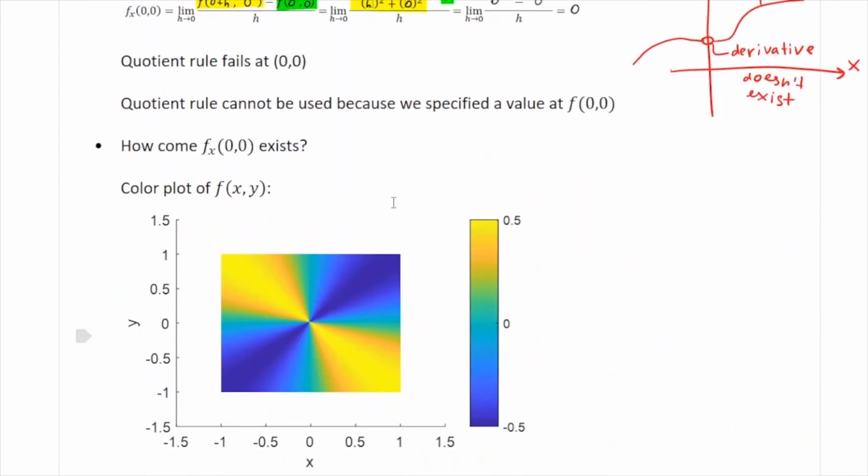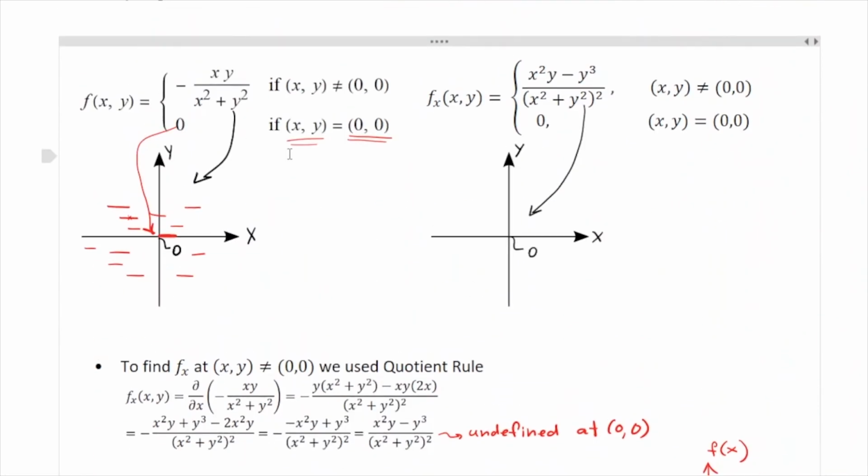Okay, also another thing I want to mention is why it happens that fx at 0, 0 exists, because this function is pretty nasty, right? This guy, and also this one doesn't exist at 0, 0, so it really seems kind of odd that this guy exists at 0, 0 exactly.